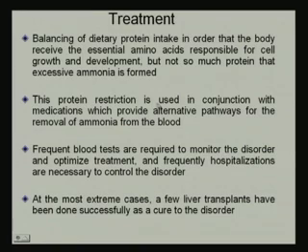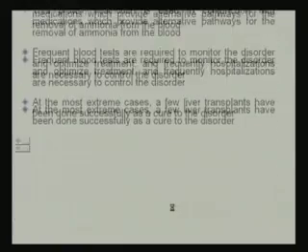This protein restriction is used in conjunction with medication which provides alternative pathways for the removal of ammonia from the blood. Frequent blood testing is required to monitor the disorder and optimize treatment, and frequent hospitalizations are necessary to control this disorder. In the most extreme cases, liver transplantation has been performed successfully to cure this disorder.